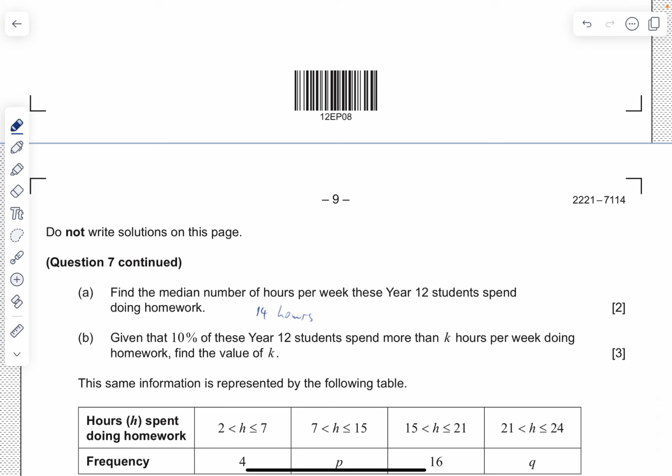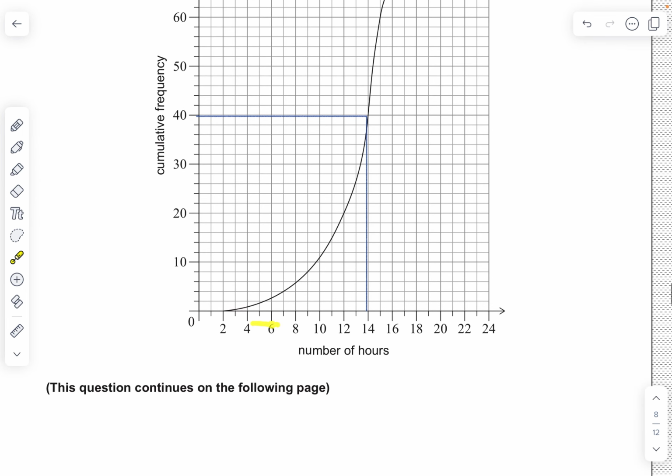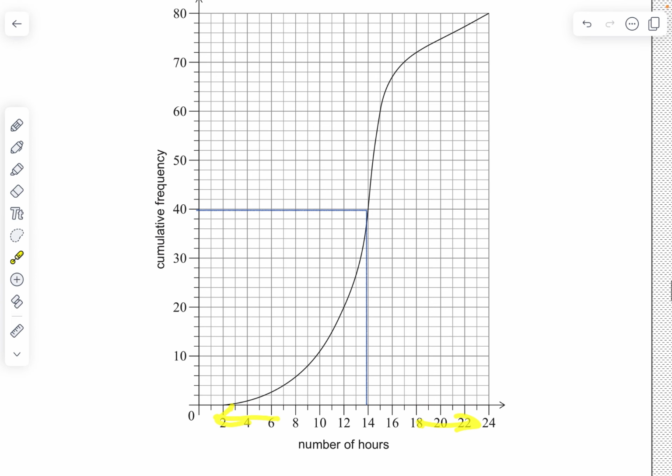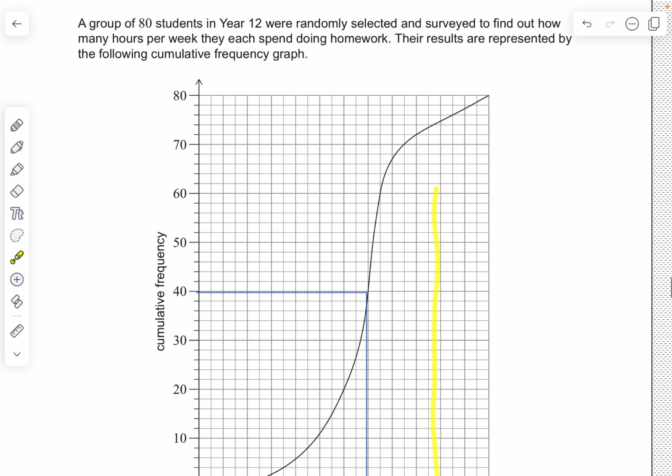14 hours. Given that 10% of these year 12 students spend more than K hours per week doing homework, they spend more than a number of hours. So 10% of them spend more than that. Well, if I go down here, it's less than that. I want to do more than that. I want to be this end. So I've got to find the ones that are most over here. And the 10% most over here, well, 10% of 80 is 8.